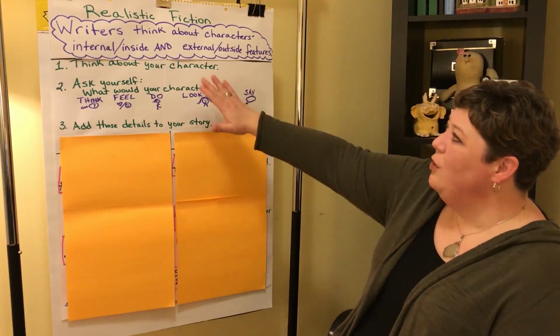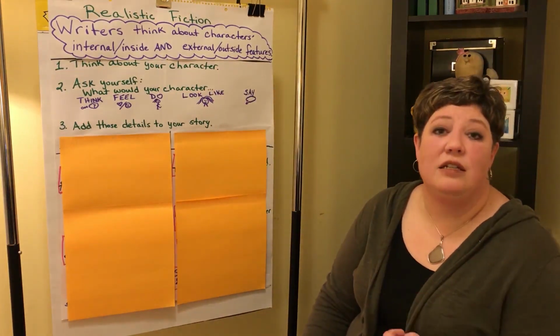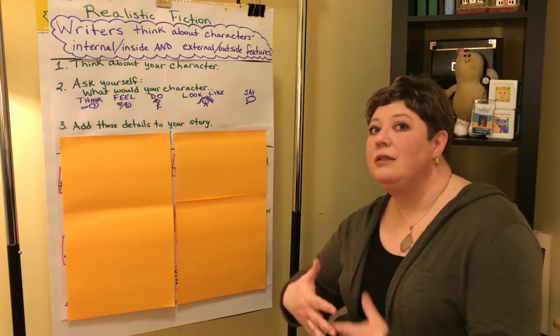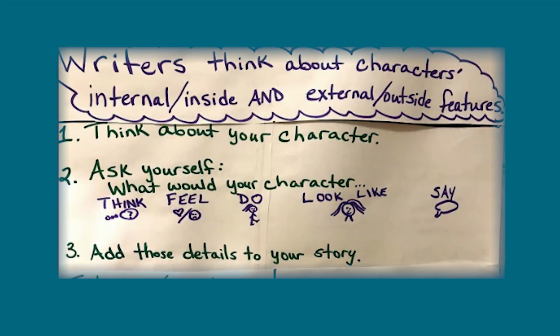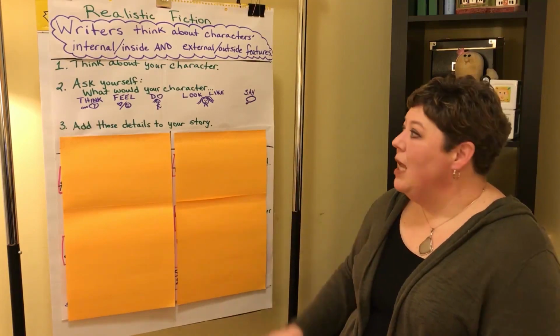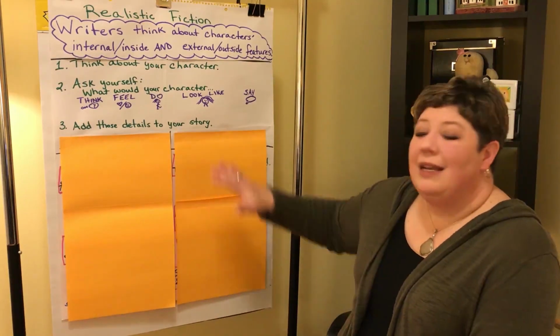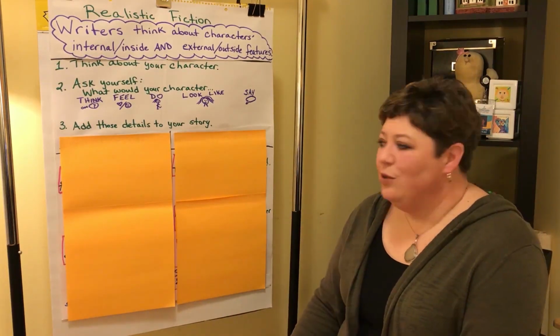So, in order for writers to think about characters' internal, inside, and external, outside features, you could follow these steps. You could first think about which character you want to kind of sketch out. For me, it's Carla. Then ask yourself, what would your character think, feel? Those are the inside things. What would they do? What would they look like? And what might they say? So then you would go back and add those kinds of details to your story.